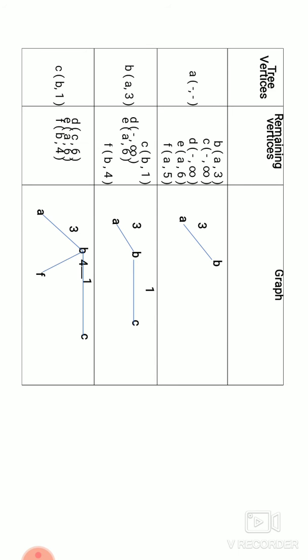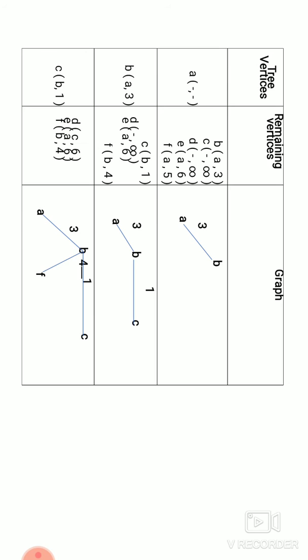So the next vertex that I visit will be C with the distance 1. So add it up in your spanning graph: A, B, C. A to B is 3, B to C is 1. So move on next. So I have 3 vertices in my tree, A, B, C.